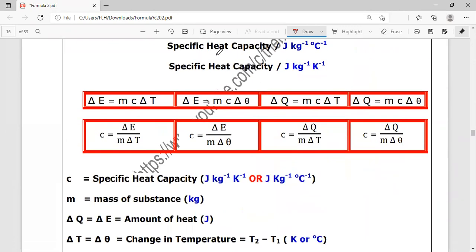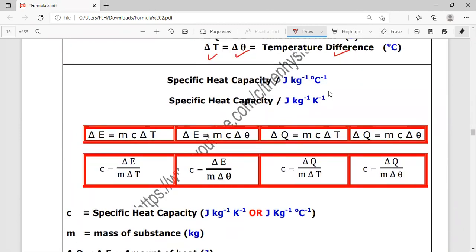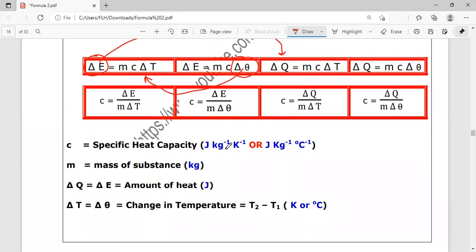Then formula of specific heat capacity, it might have two units, joule per kg per degree Celsius or joule per kg per Kelvin. So its formula will be delta E is equal to mc delta T, or in place of delta E, we can write delta Q as well, or in place of delta theta, we can write delta T as well. So these are the similar symbols. So C is equal to delta E over m delta T, or C is equal to delta Q over m delta T. So unit of specific heat capacity is joule per kg per Kelvin or joule per kg per degree Celsius.